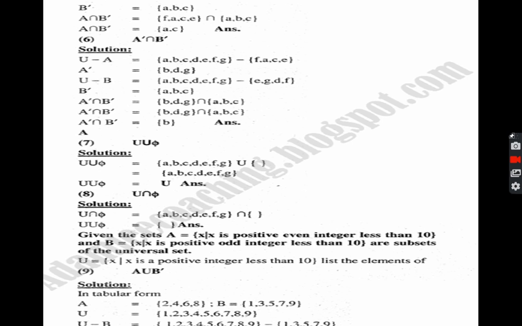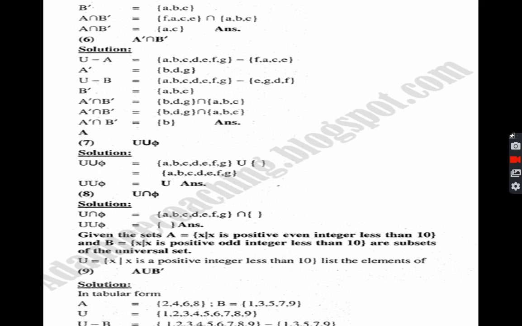The seventh question is U union null. This is the sign of zero. U union null set means null set. This is the sign of null set. A B C D E F G union null set. So the answer is U. So the answer is A B C D E F G. We can also say that the answer is U, meaning universal set.